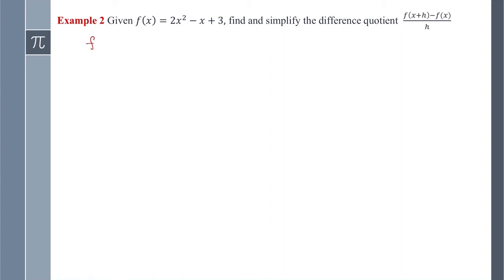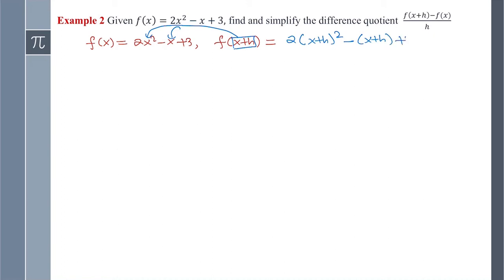So f of x is given to us, which is 2x squared minus x plus 3. Now we are going to find f of x plus h. When we do that, we take this quantity and replace x with that quantity right here. So that gives us 2 times x plus h squared minus x plus h plus 3.